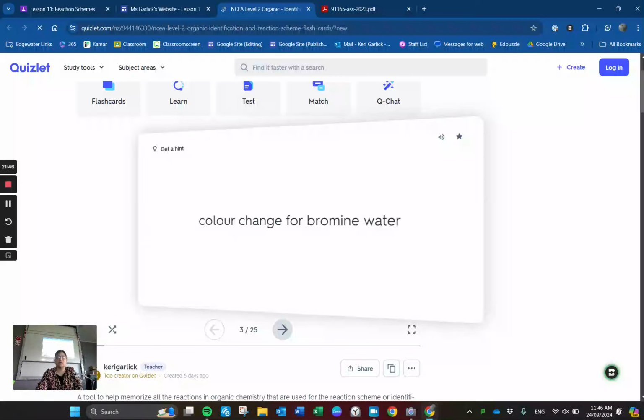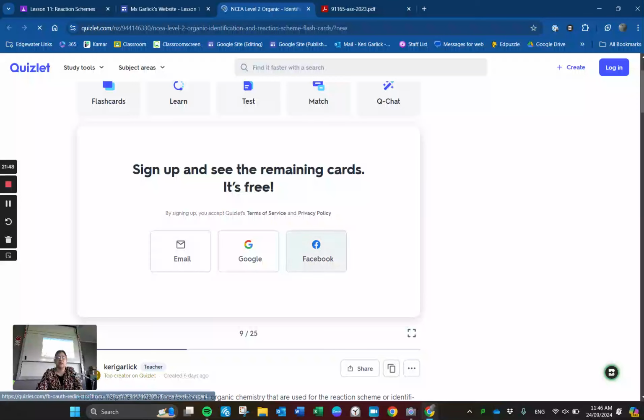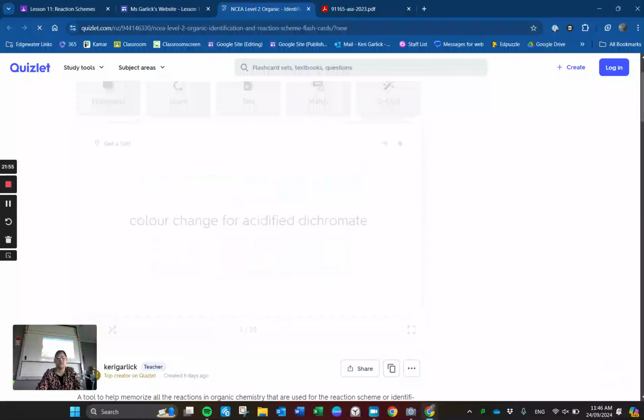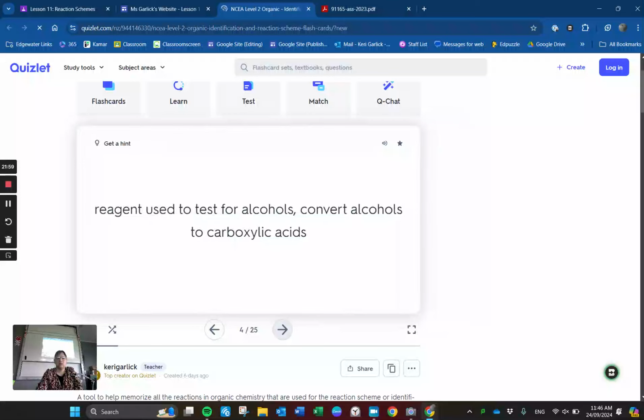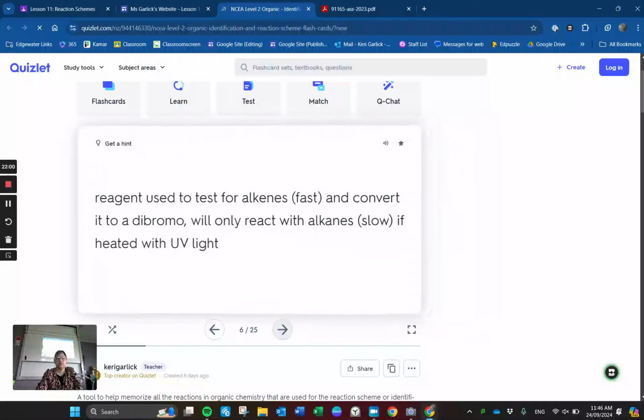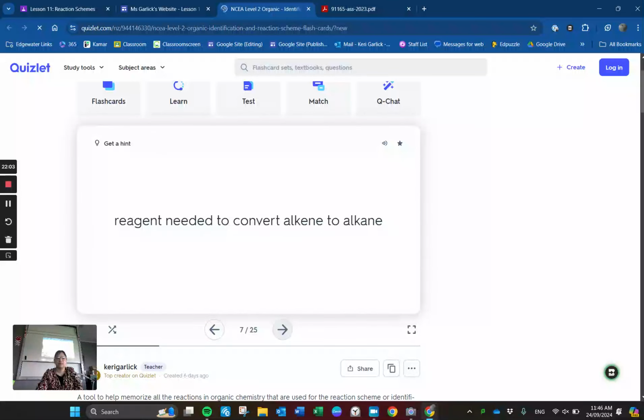And if you go through the slides, there will be other things like, okay, I don't want to sign in. Let me just refresh that page. You guys can sign in. These are all reagent questions. Yeah, so here, reagent needs to convert an alkene to an alkane. That's hydrogen gas with heated nickel or platinum. Okay? So really useful for you guys to use that.